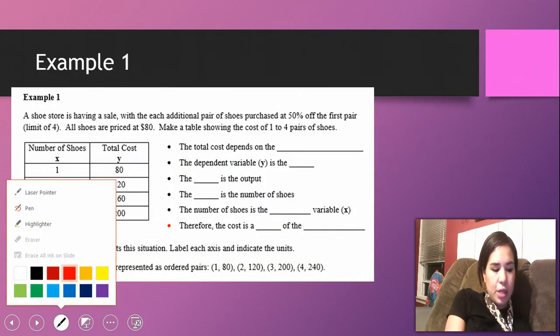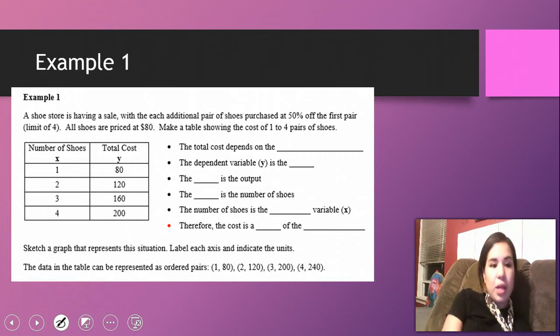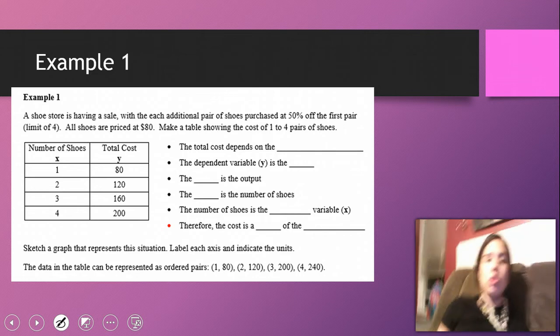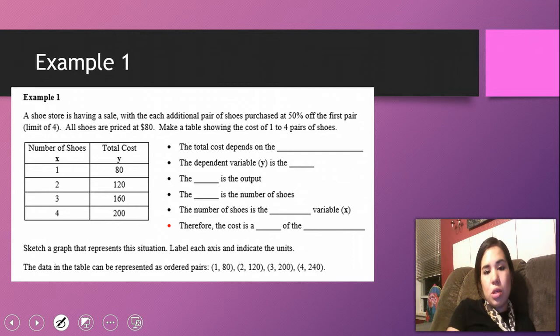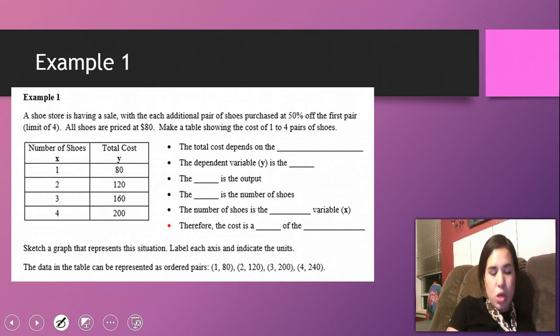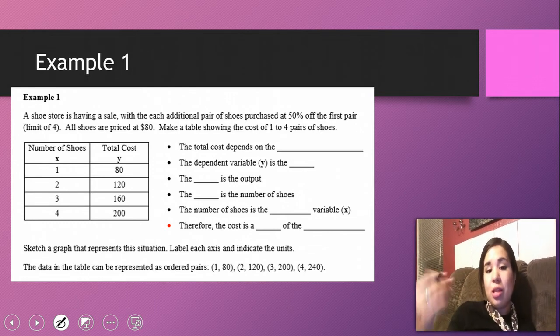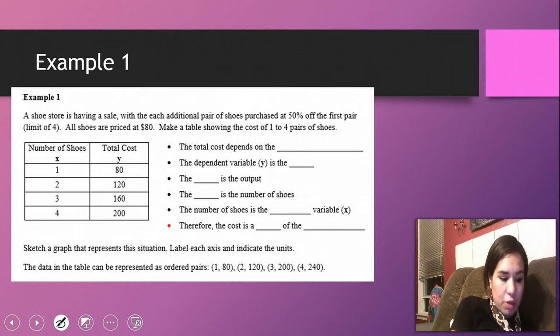Okay, so let's go ahead and take a look at example 1. In example 1, it says a shoe store is having a sale with each additional pair of shoes purchased at 50% off the first pair, and there's a limit of 4. All shoes are priced at $80. Make a table showing the cost of 1 to 4 pairs of shoes. So it says here the total cost depends on what? Well, right now we're going to fill this in. The cost is depending on the number of shoes. So let's fill that in.